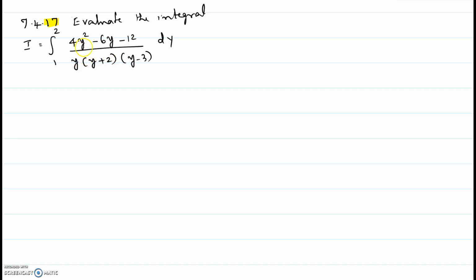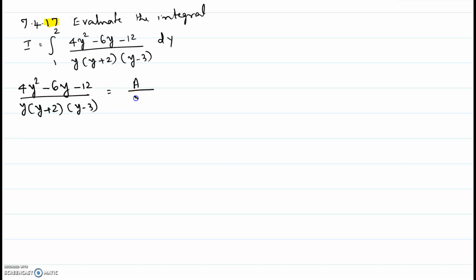The degree of the numerator is 2. The degree of the denominator is 3 because it has 3 linear factors, each of degree 1, so it is degree 3. So first we have to resolve this into partial fractions. We will write the integrand, which is 4y² − 6y − 12 divided by y times (y + 2) times (y − 3).